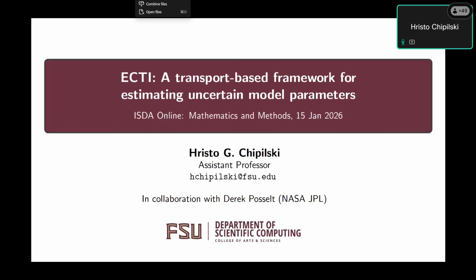And on behalf of the organizing committee, I would like to also thank all the previous speakers for their excellent presentations so far. So in my talk today, I would like to discuss the mathematics about a new class of transport-based methods using ensembles to solve Bayesian inverse problems and applying these methods to the problem of estimating uncertain model parameters. And this will be a joint effort with my collaborator, Derek Posselt from NASA JPL.